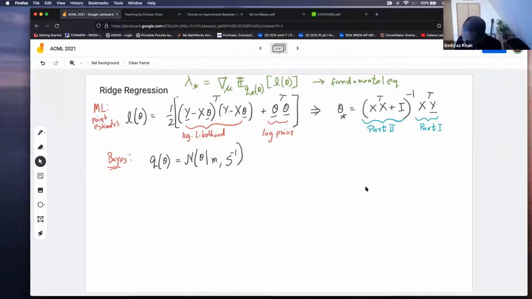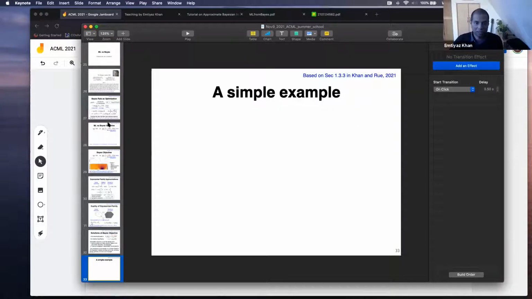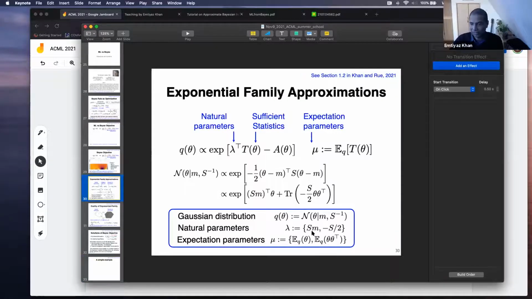For this, we know that there are two natural parameters, and I'm going to write them here. We have done this before. They are S times M, and minus half of S. You have seen this one in the slide. I have not proved it to you, but it's S times M and minus S divided by 2, because these appear in front of the sufficient statistics.